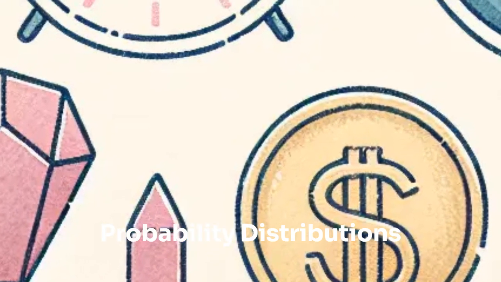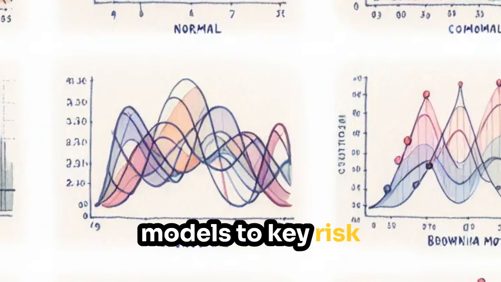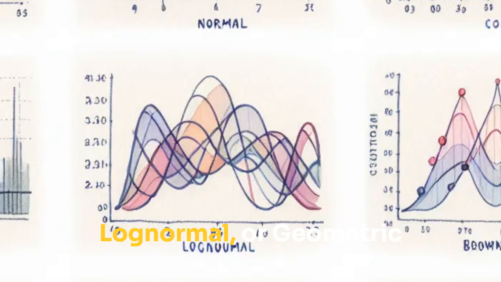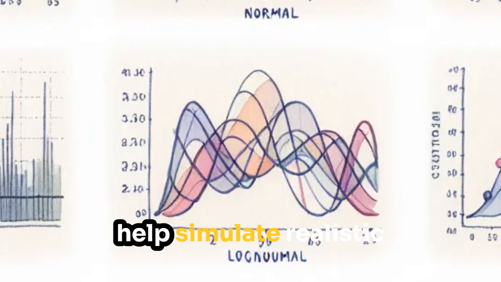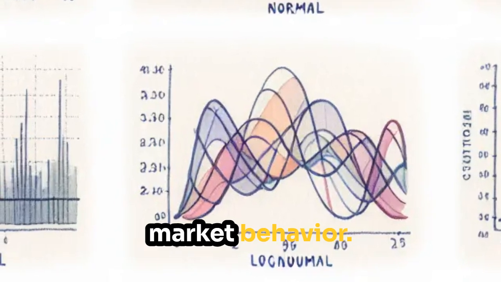Step 2. Select probability distributions. Assign statistical models to key risk factors, e.g. normal, lognormal, or geometric Brownian motion. These distributions help simulate realistic market behavior.